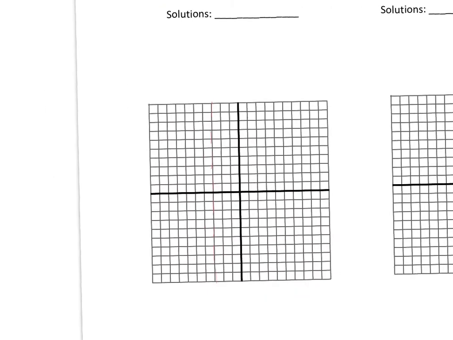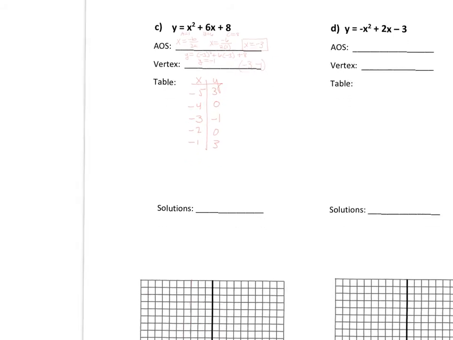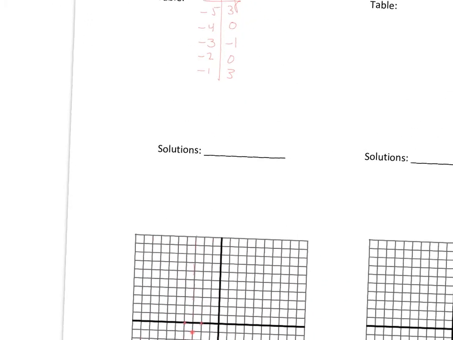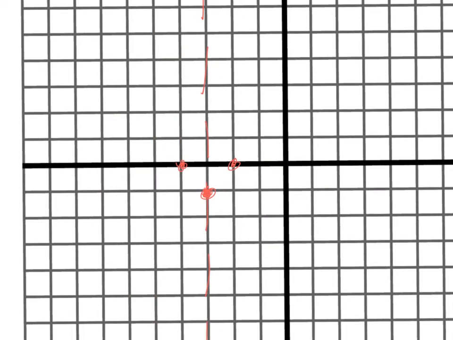Okay, and then my vertex was negative 3, negative 1. So I've got a point right here. Okay, and then these guys were at 0. And then let me go back up. Let's see, when I plugged in negative 1, we got a 3 out. So then I'm crossing at 1, 2, 3.